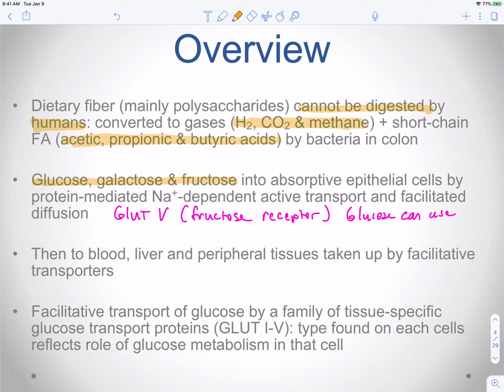These sugars are then going to go into the blood, then the liver, because the liver is the first place that you dump whatever comes into the gut. And then the peripheral tissues will take up using those different GLUT receptors on their surface. The facilitated transport of glucose is by those GLUT receptors 1 through 5. And then the type of GLUT receptor expressed is going to influence the metabolism of glucose during the fed and fasting stage by those different cells.